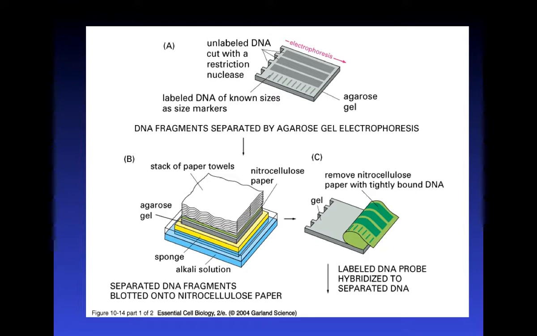So this is what is happening. So we have the unlabeled DNA cut. So we basically take DNA and we've cut it up and we run it on a gel electrophoresis. So then what we do is we put the stack of paper towels with the nitrocellulose paper on top of the gel, and then we remove that. So that literally we're like blotting it. If you think of when you blot stuff, you push something down and you pick it up. Well, in this case, we are picking up the DNA. And then we take that labeled DNA probe and then we hybridize it.